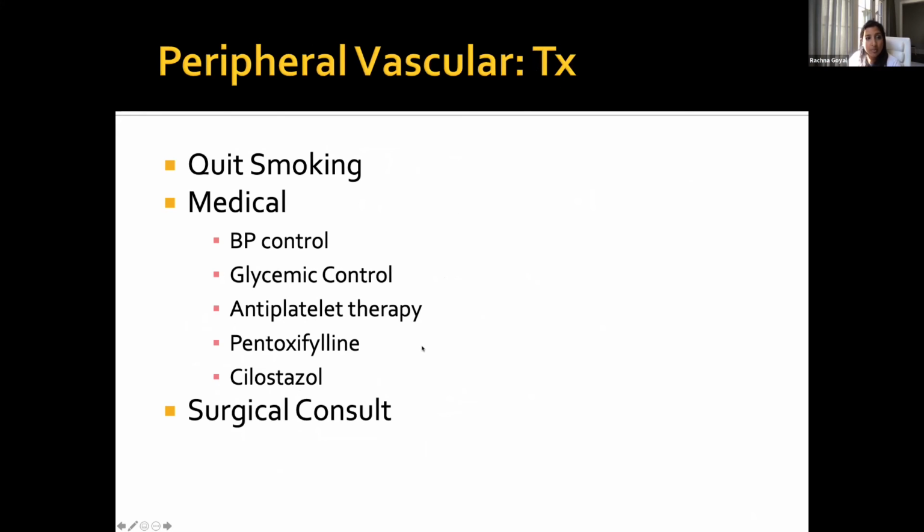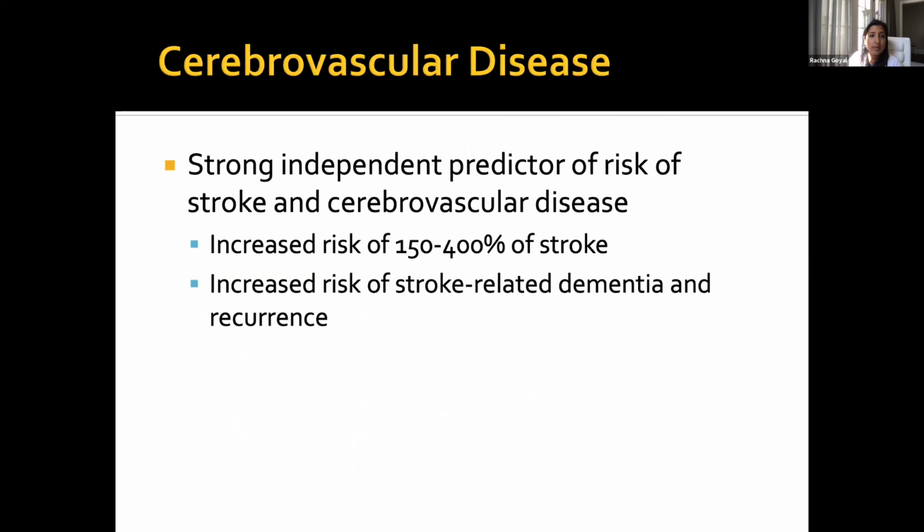And then you tell them to quit smoking, you work on blood pressure, glycemic control, antiplatelet therapy, different medications, and then eventually send them to surgery if necessary. And then cerebrovascular disease is a strong independent predictor of risk and stroke in and of itself. And so diabetics are at much higher risk of having cerebrovascular disease as well.